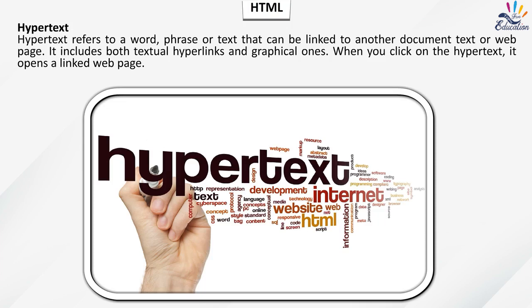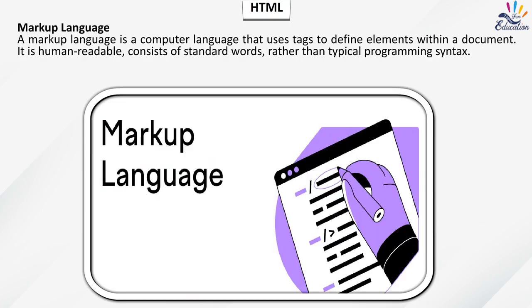Hypertext. Hypertext refers to a word, phrase, or text that can be linked to another document, text, or web page. It includes both textual hyperlinks and graphical ones. When you click on the hypertext, it opens a linked web page. Markup language. A markup language is a computer language that uses tags to define elements within a document. It is human-readable, consists of standard words rather than typical programming syntax.